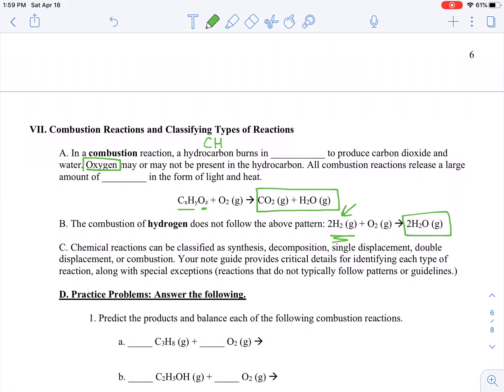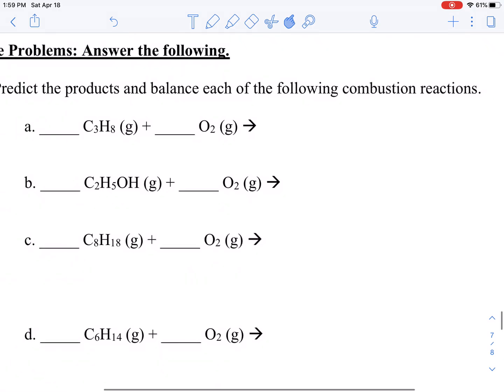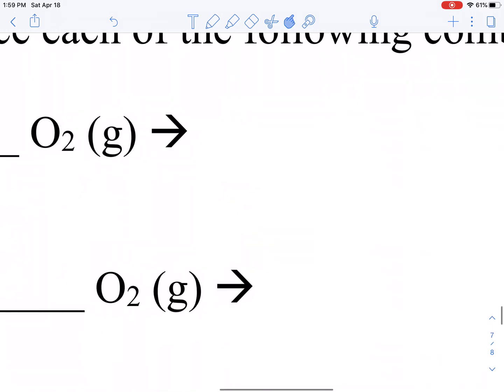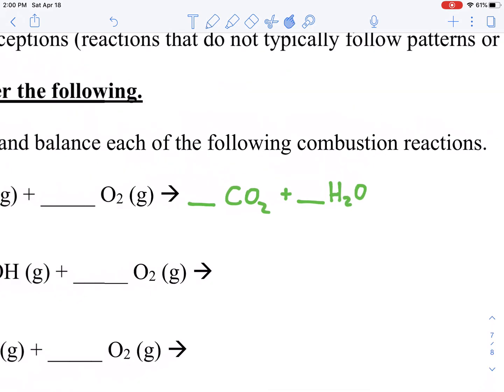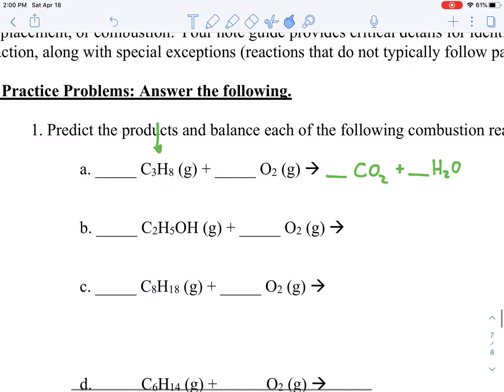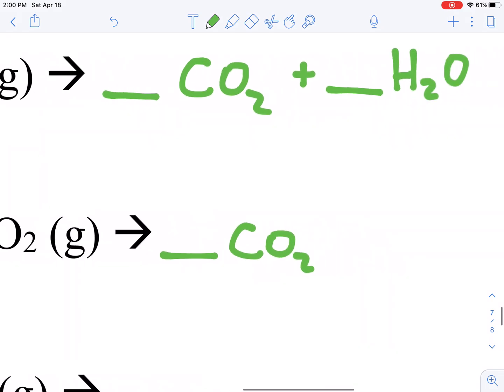Let's see if we can predict the products of some of these combustion reactions. And good news, because you have a hydrocarbon, carbon and hydrogen put together, and oxygen, you always get the same products. And they are always carbon dioxide, CO2, and water, H2O. And you'll notice in letter B, even though we have a hydrocarbon that has oxygen, it's still a backbone hydrocarbon. So hydrocarbons are allowed to have oxygen. If we burn in oxygen, the products are always CO2 plus H2O.